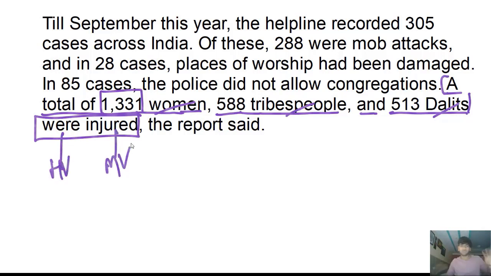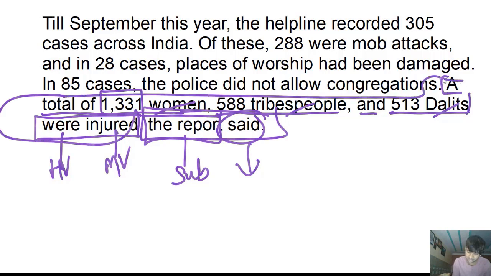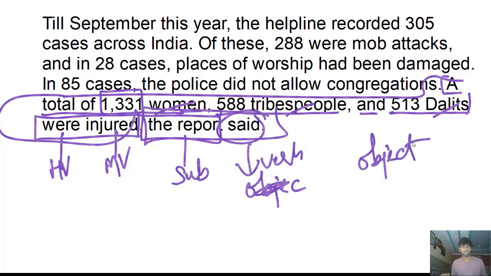Were injured by something. We're not talking about what injured them. And this is coming from the report. The report said what? That a total of 1331 women, 588 tribes people, and 513 Dalits were injured. This is what the report said. So another way to look at it is the report is the subject, said is the verb, and this entire thing is the object. This is another way to look at it. Got it? All right, beautiful.